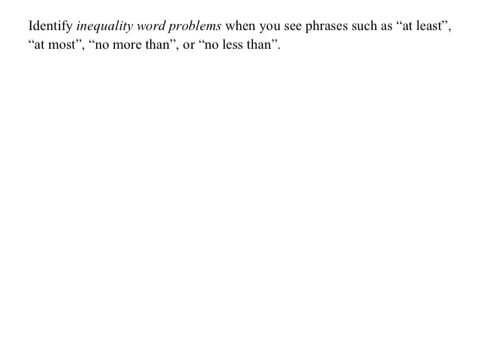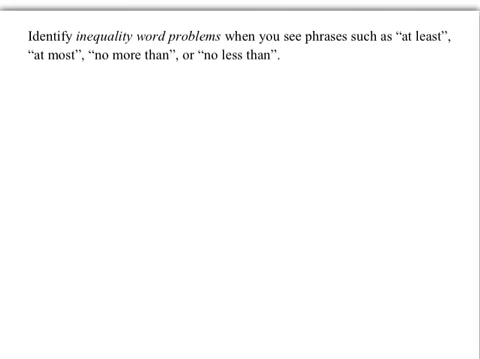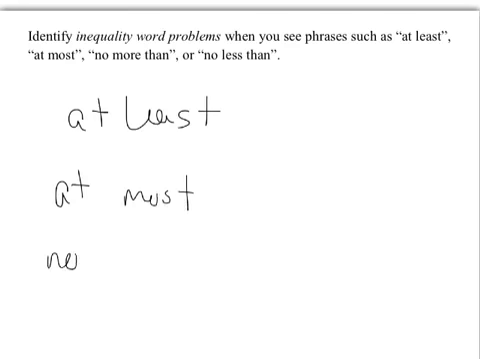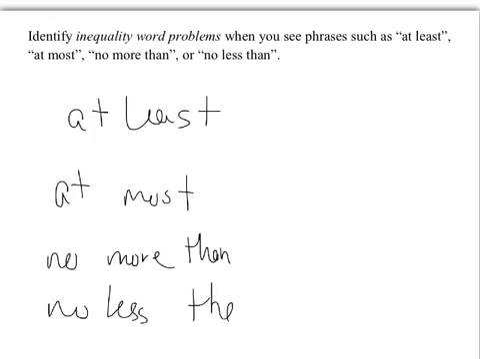So let's write all four down. At least, at most, no more than, and no less than. Now I don't want you to memorize these, but I want you to think about logically what's happening. So again, a moment ago I said, if you want at least an 85, it means 85 or above. So it's greater than or equal to. That's what this first one means. Greater than or equal to.